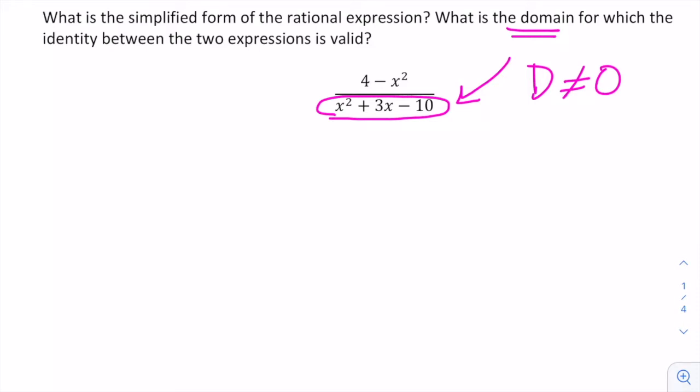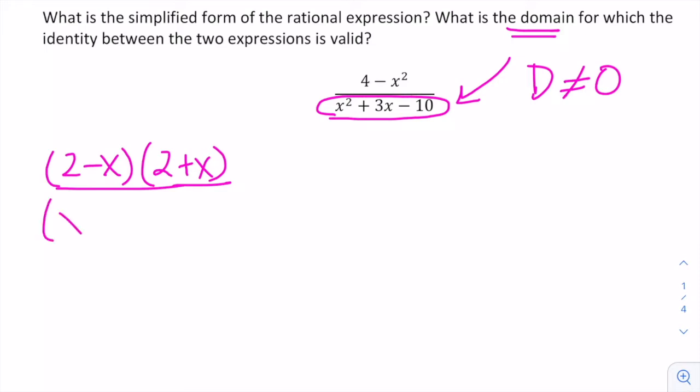So let me just first factor the top and the bottom. So this is going to be 2 minus x, 2 plus x. That's a difference of 2 squares. And then on the bottom, that's going to be x plus 5, x minus 2.